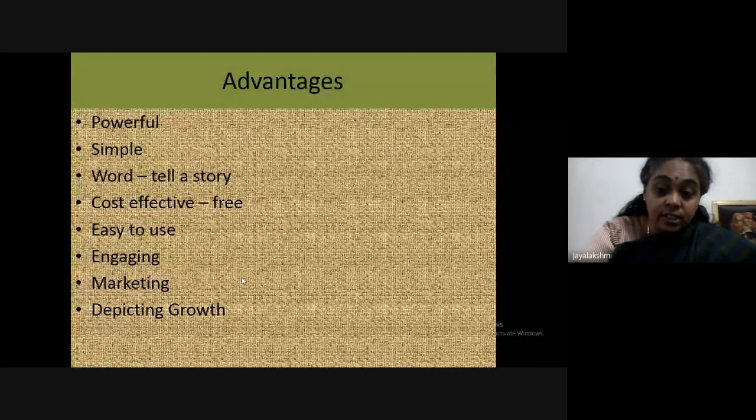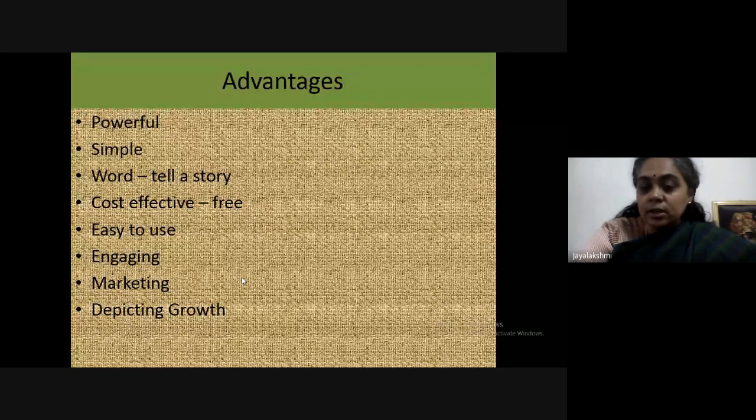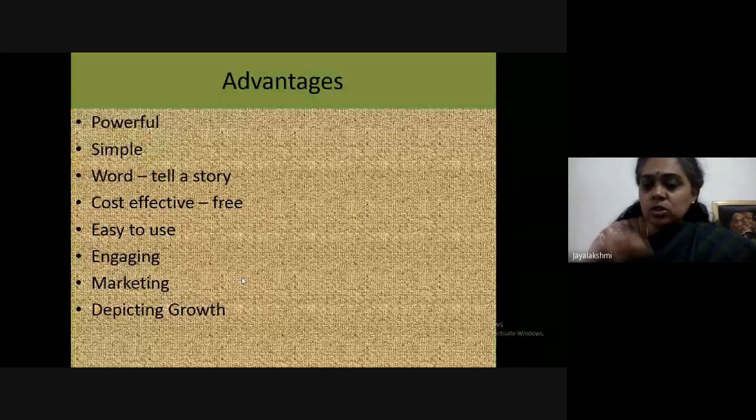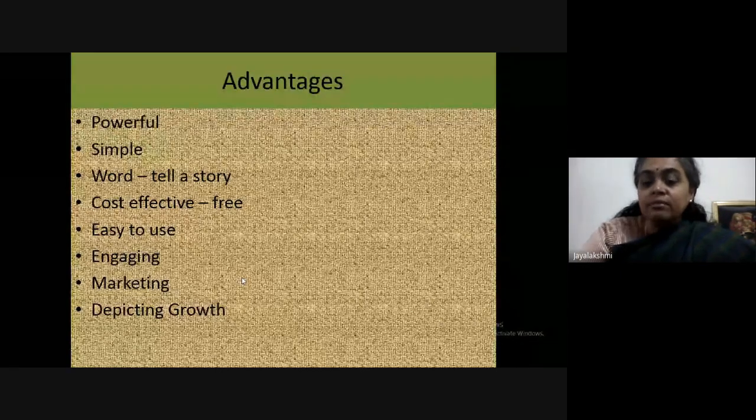It can tell a lot of facts as well. Not always a story, just a word can tell a lot of facts. Just a word can tell a lot of stories. It can be very creative, very cost effective because you don't pay anything for that. Very, very easy to use. Of late, all the kids also know that.